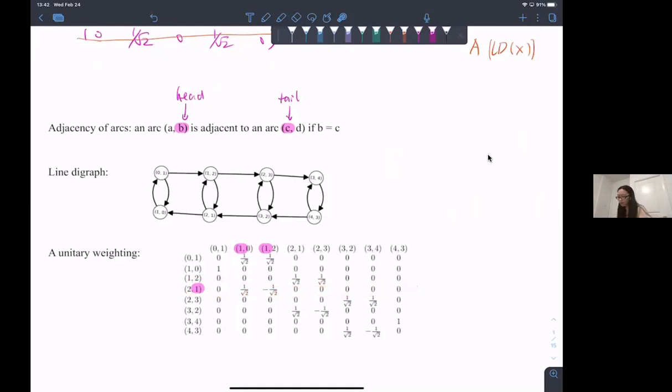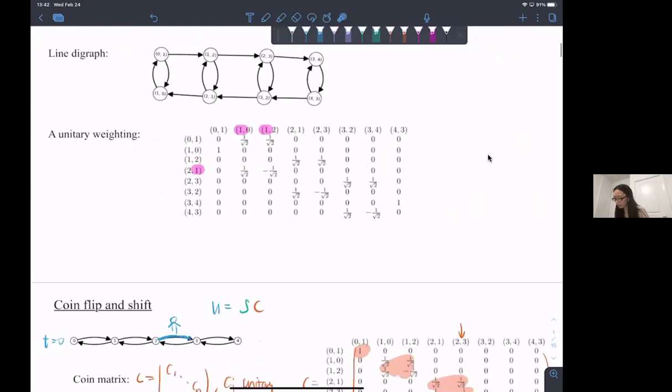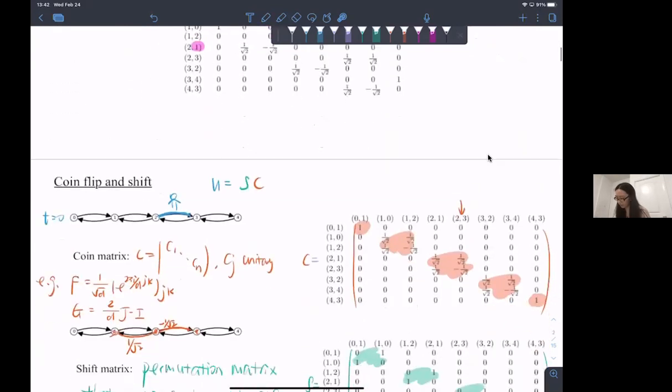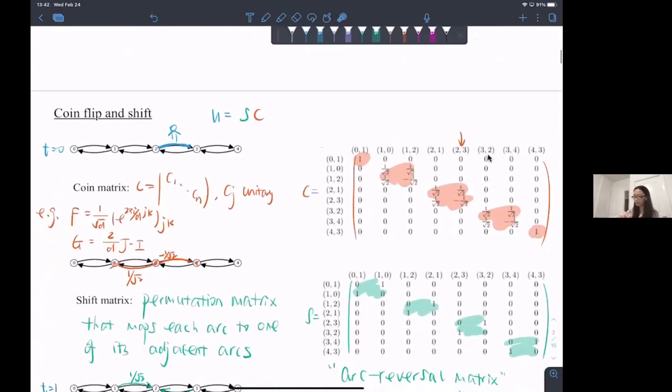But when people first studied quantum walks, they didn't think of it in this way. They didn't start by looking at a line digraph and finding some ways to make it unitary. Instead, they gave another description, which is also important. So let me go to the next page.